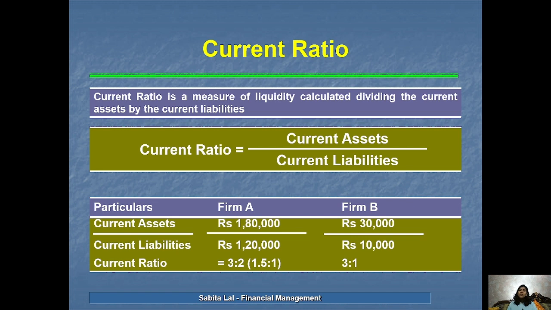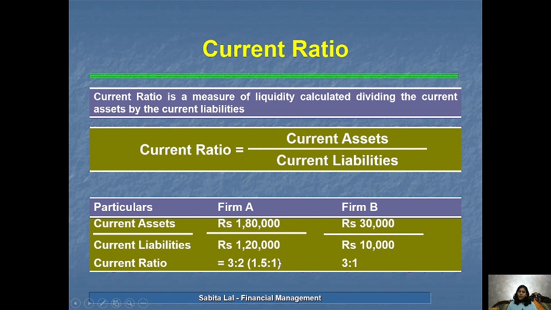It means you have double your liability as assets. So that's why 2:1. Here it is given for a particular firm A and firm B. My current asset for firm A is 1,80,000. For firm B it is 30,000. Current liability is 1,20,000 for A, and here 10,000 for B. So my current ratio here is 3/2.